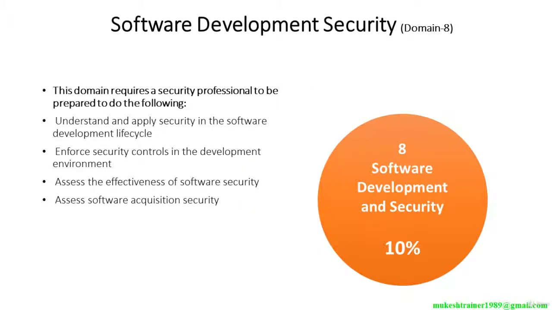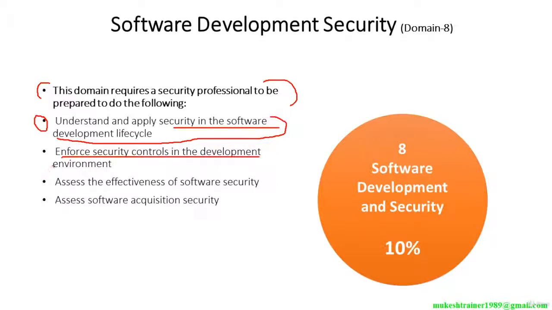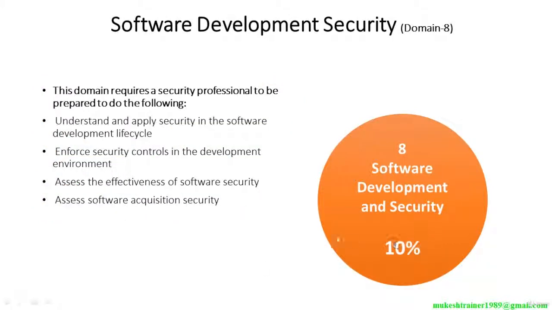The last module is software development security, and this module requires a security professional to be prepared to understand and apply security in software development life cycles and enforce security controls in the environment. We need to make sure all users are required to use that secure environment, and assess the effectiveness of software security. If we are using a particular software, we need to assess it, try to break it, test it, hack it, to see how effective it is for security. So, penetrate it basically, and assess software acquisition security. 10 percent will be there in module 8.